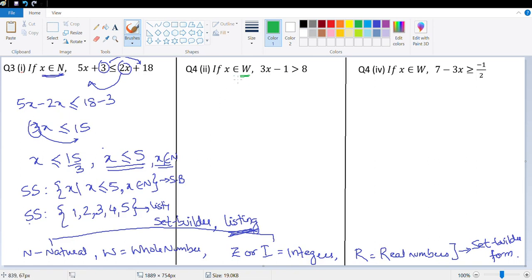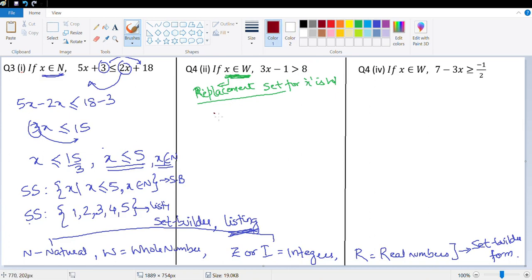So some people also write this as x, the replacement set, which means the set from which you are looking at replacing the value of x. So replacement set for x is whole number, W. Some people also write this as replacement set. In case it's not written as x belongs to whole number, don't get confused. Replacement set is nothing but the set from which you can have the value of x. So let's solve this question.